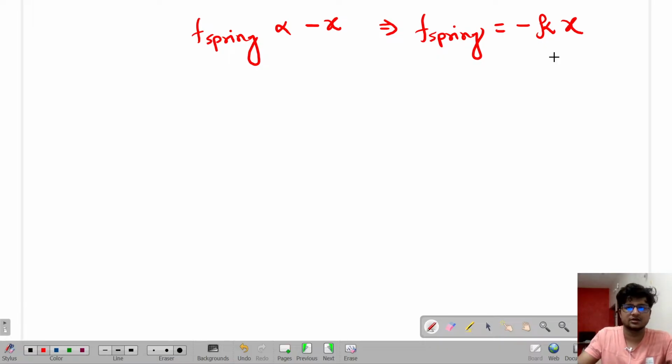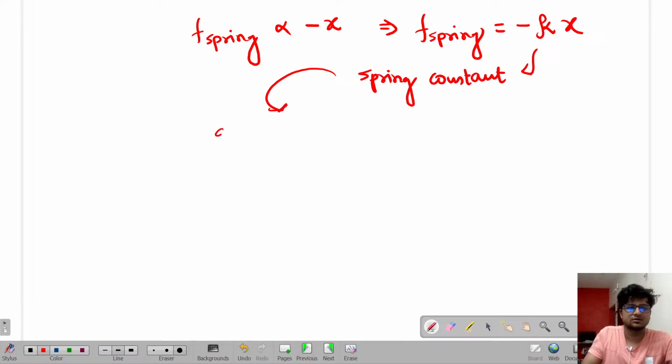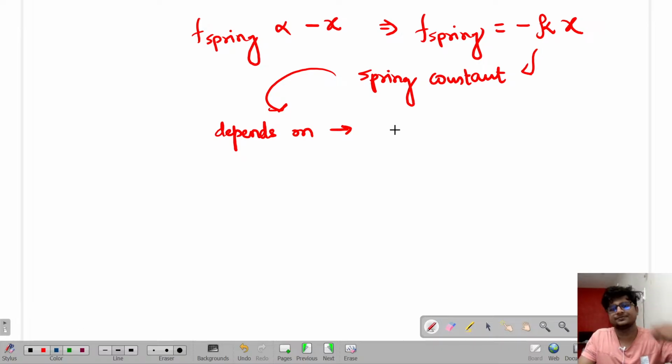This k is called the spring constant, and this one depends on three major properties. First of all, this depends on the material.